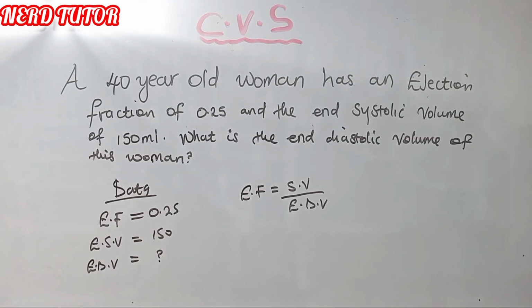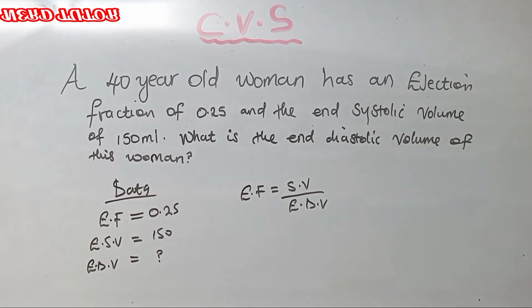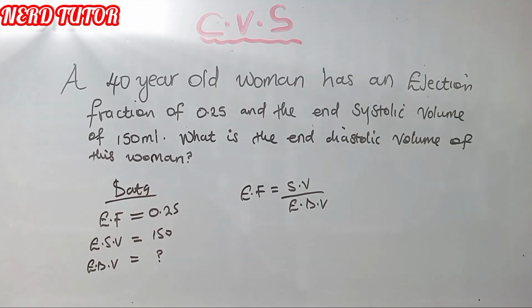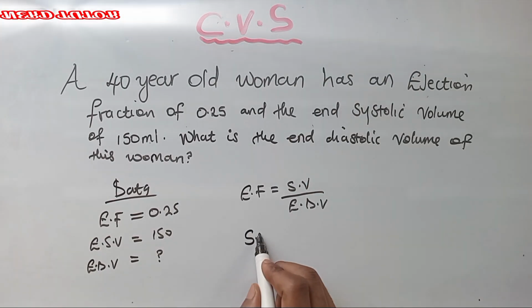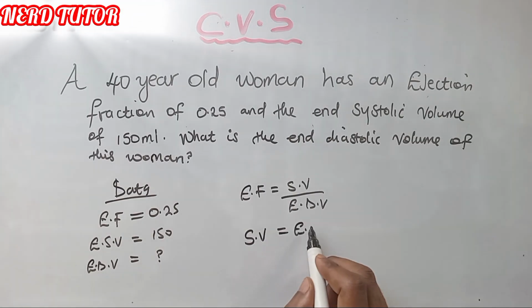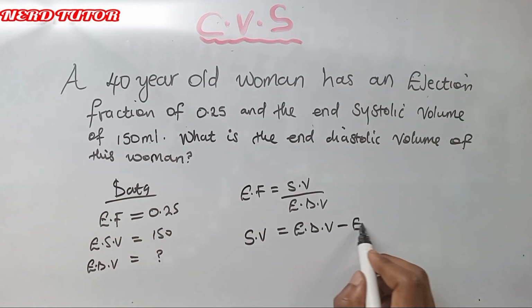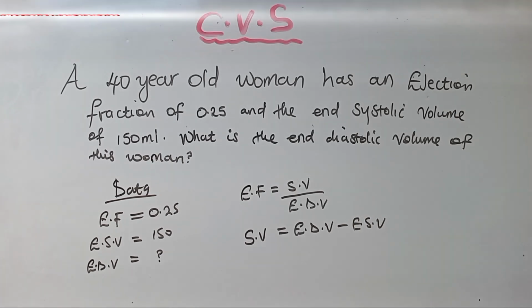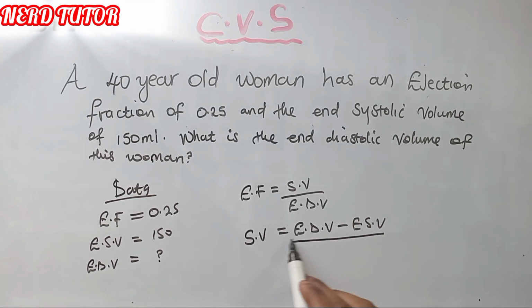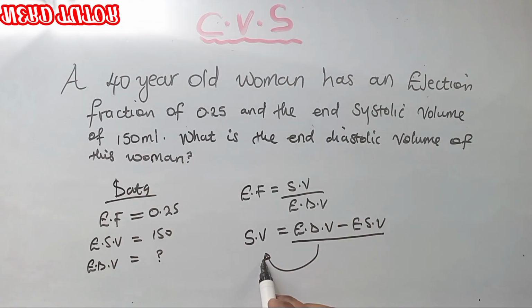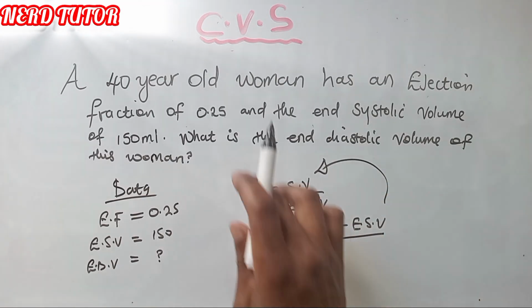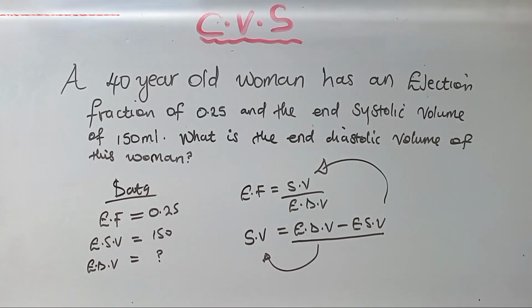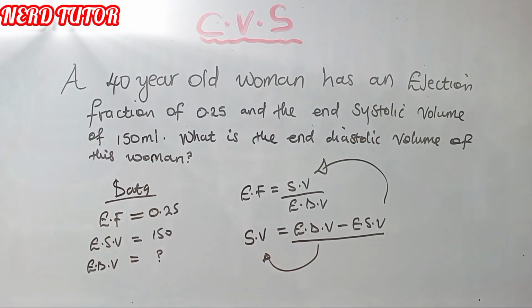So what do we do? Let us first try to solve for stroke volume. Stroke volume is given by the end diastolic volume minus the end systolic volume. Now the bad part is we don't have the end diastolic volume. So what we're going to do is use this same formula, this part, which of course equates to stroke volume, and put it into the ejection fraction formula and simplify. Then we can solve, because we've been given the other figures for ejection fraction and end systolic volume.